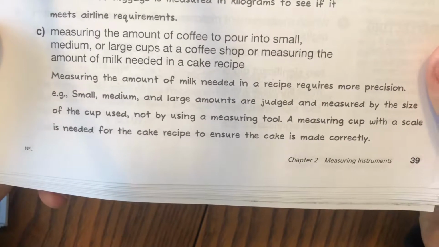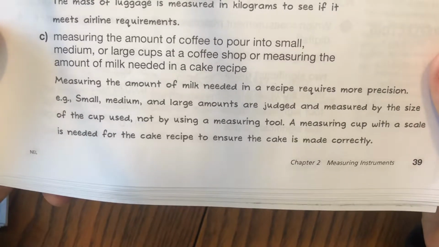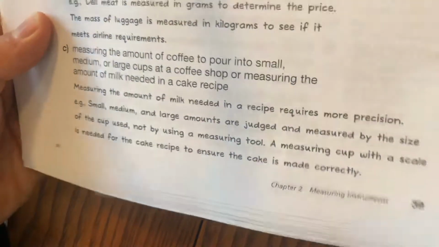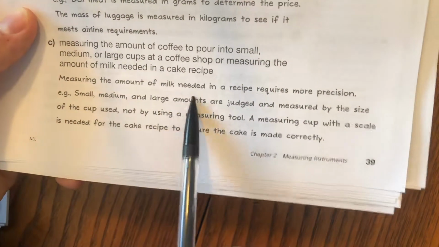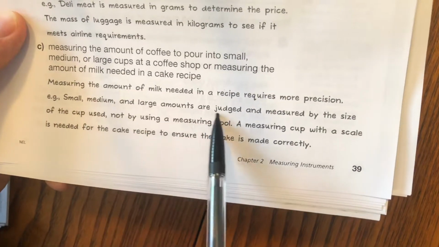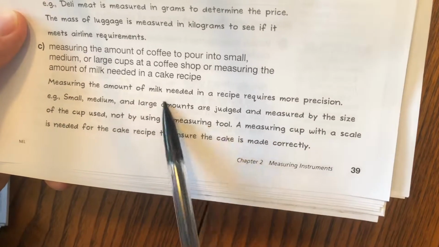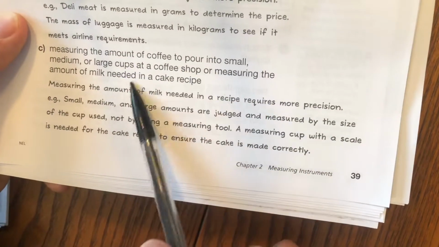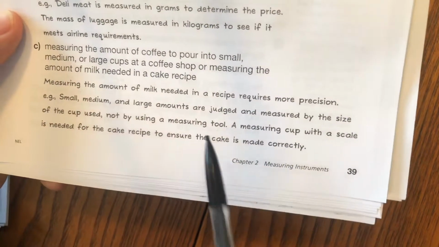All right, and let's see C. Measuring the amount of coffee to pour into small, medium, or large cups at a coffee shop, or measuring the amount of milk needed in a cake recipe. I'm thinking cake because you got to measure that out with all those instruments that cooks and chefs use. Measuring the amount of milk needed in a recipe requires more precision. Oh yeah, I'm good at this. Small, medium, and large amounts are judged and measured by the size of the cup used, not by a measuring tool. Yeah, they just kind of slosh it in. Every Tim Hortons is just different for the amount of coffee you get. A measuring cup with a scale is needed for cake recipes to ensure the cake is made correctly.